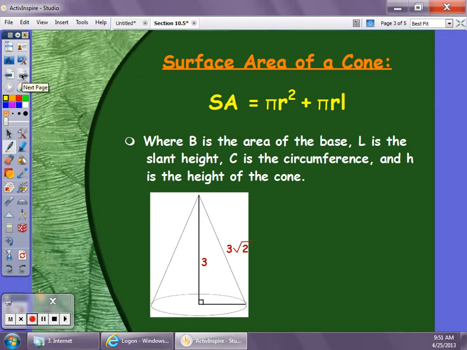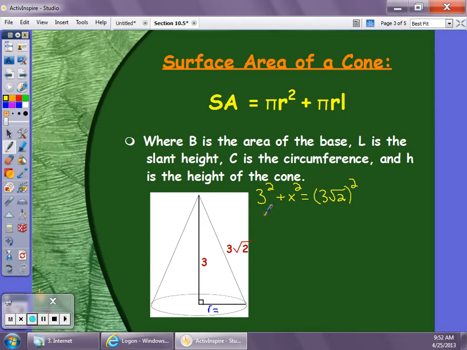To find the surface area of a cone, you will take pi r squared plus pi times r times the slant height. So again, in this figure, we are going to have to find the radius by using the Pythagorean theorem. So we can take 3 squared plus x squared and set that equal to 3 root 2 squared.